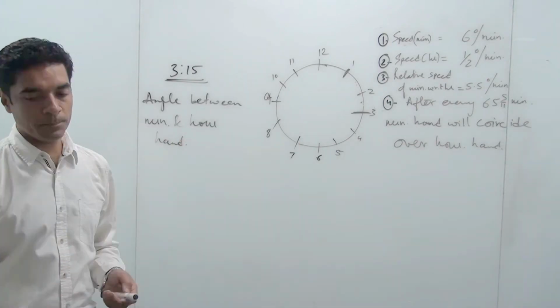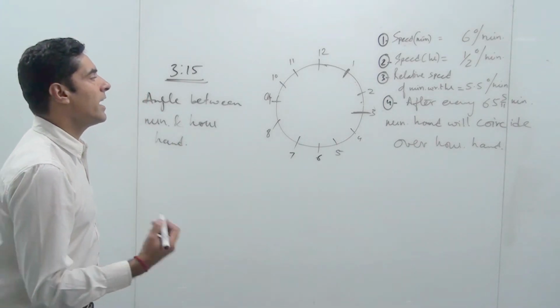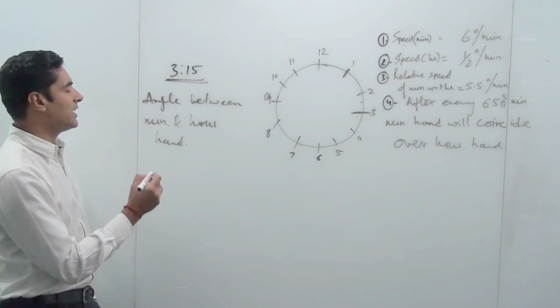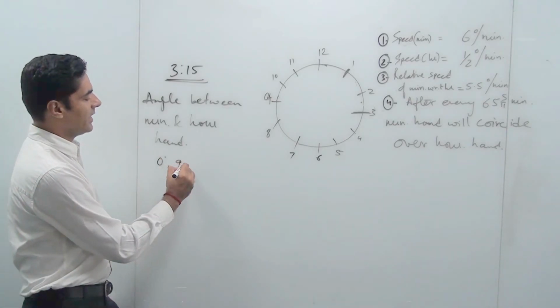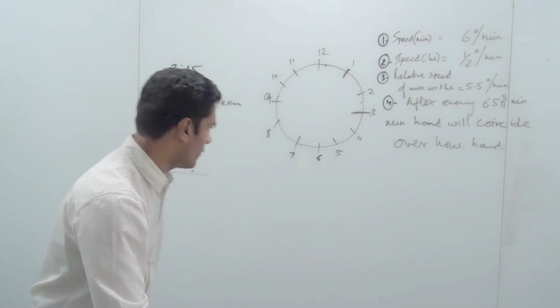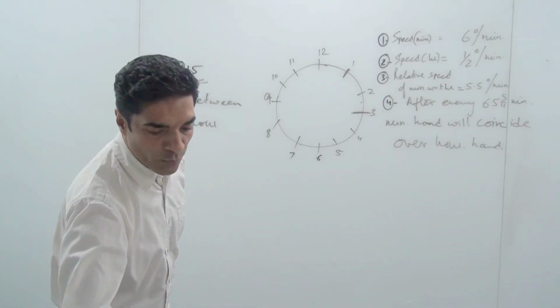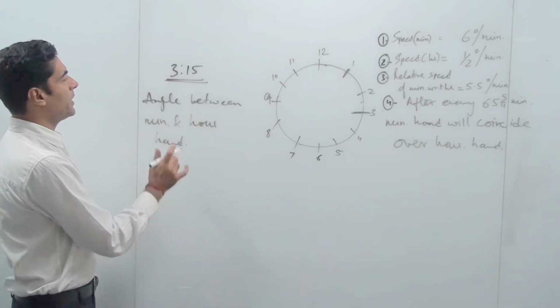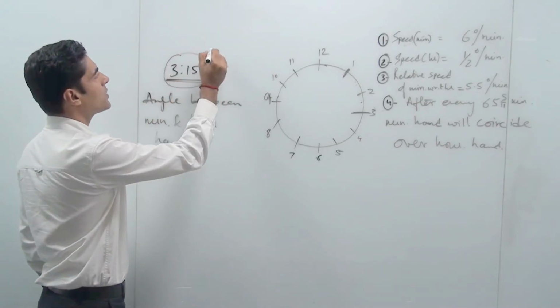at 3:15 PM. Fine. So as a layman, you will end up saying that the answer is 0 degrees or 90 degrees and so on. But there has to be some logic behind solving these kinds of questions. So whenever you are asked to find the angle at a particular time, let's say at 3:15, you start with the very basic.